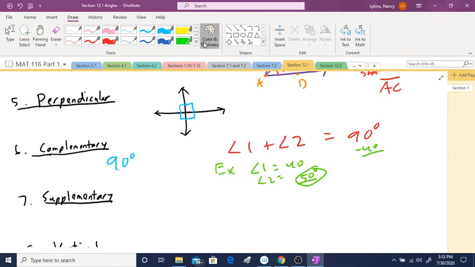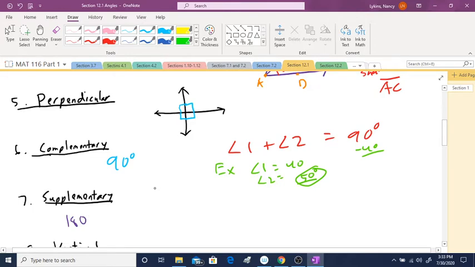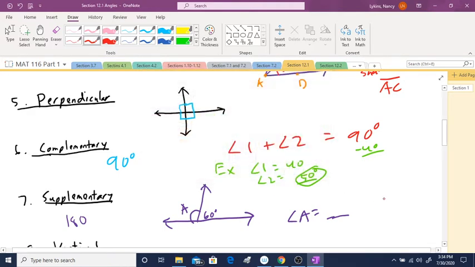Okay, angles that supplement each other, I want you all to think of that to be 180. So 180 is a straight line. Let's say you have an angle right here and maybe it's 60 degrees, what would this angle be? And maybe we call that angle A. So angle A would be what? Well, you would take 180, subtract 60, and you'd get 120.